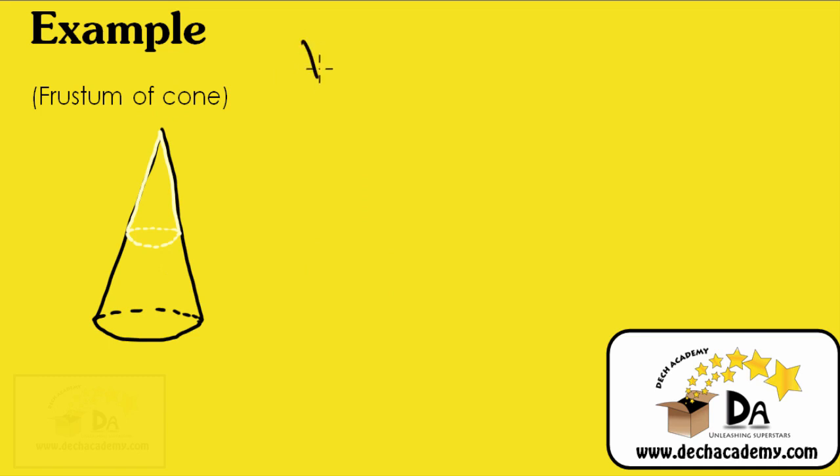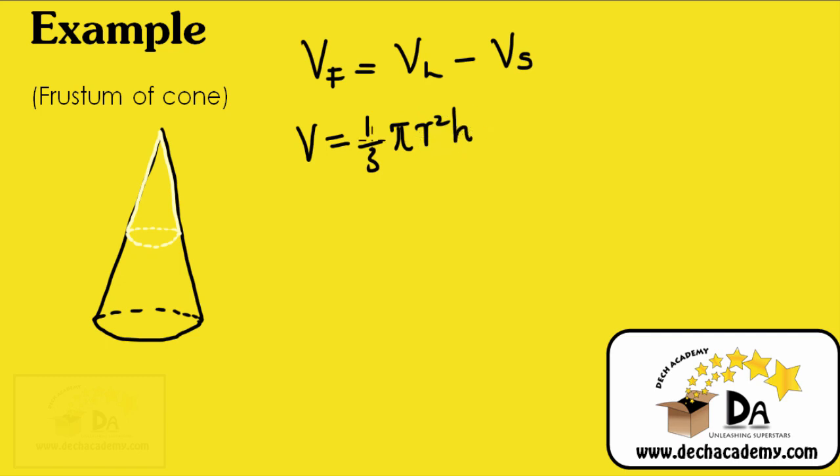The volume of the frustum of the cone is equal to the volume of the larger cone minus the volume of the smaller cone. The volume of a cone is equal to 1/3 pi r squared h. So one way to determine the volume of the frustum of the cone is to determine the volume of the larger cone and subtract the volume of the smaller cone from the volume of the larger cone. But there's an easier method, and we're going to apply what we've learned about similar shapes.